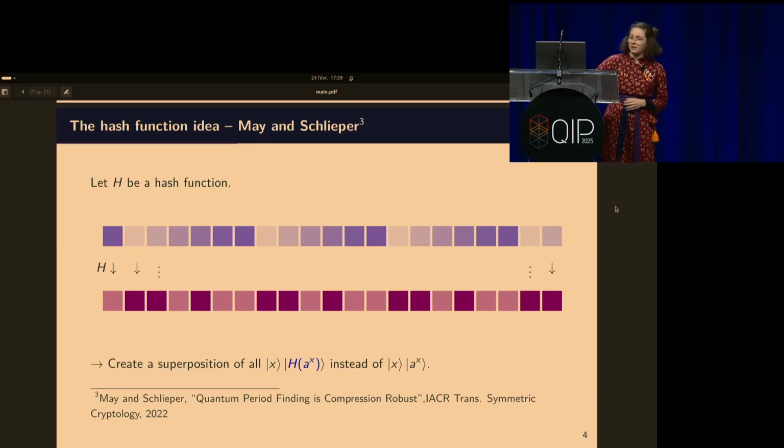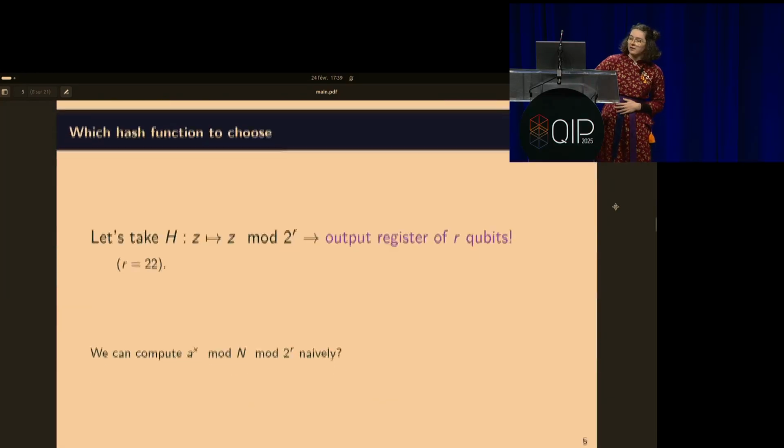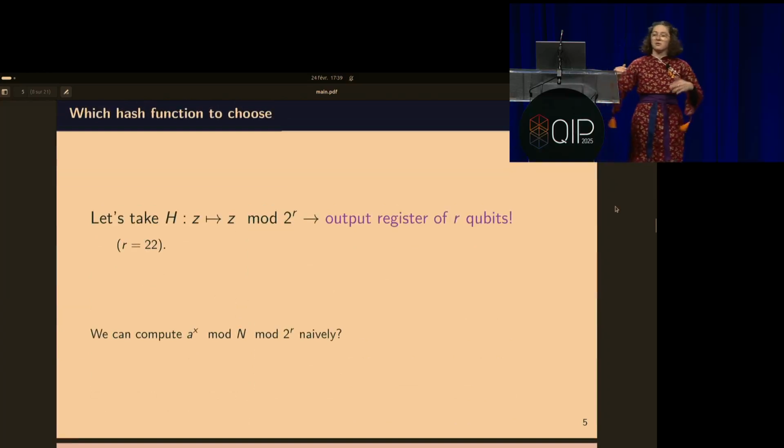This is exactly what we are going to do, and concretely, we are going to take, as a hash function, the function that sends an integer z to the first r bits of z, or to put it another way, we send the integer z to z modulo 2 to the power of r. Which is very practical because now our output register is only r qubits long. But the challenge with this idea is how do we compute concretely a to the power of x modulo big N modulo 2 to the power of r?